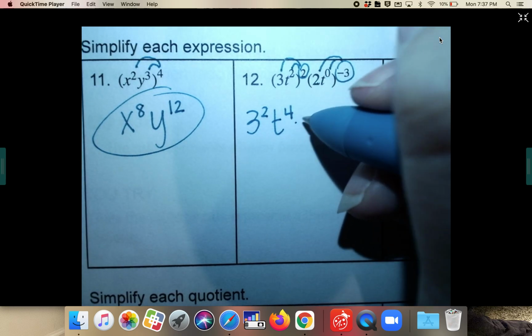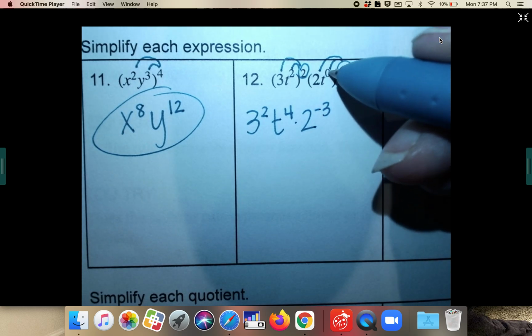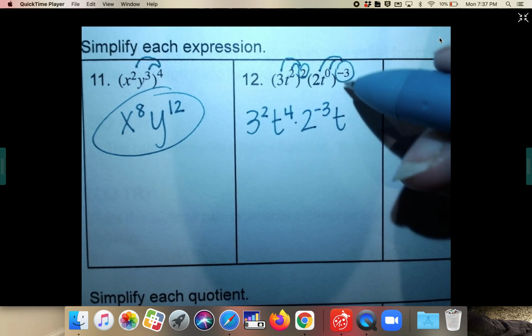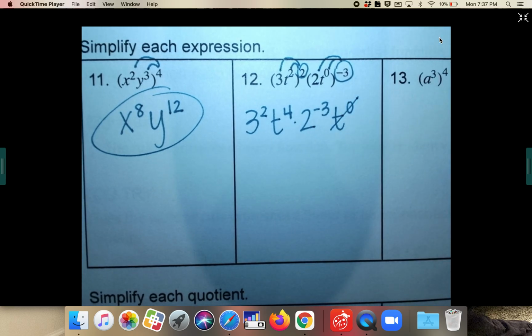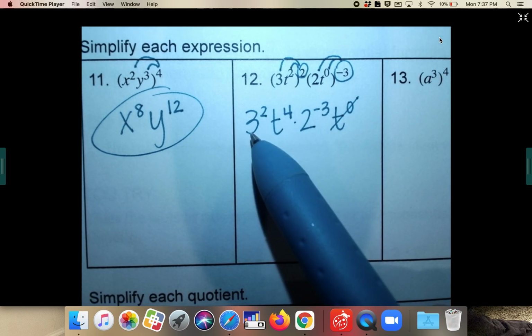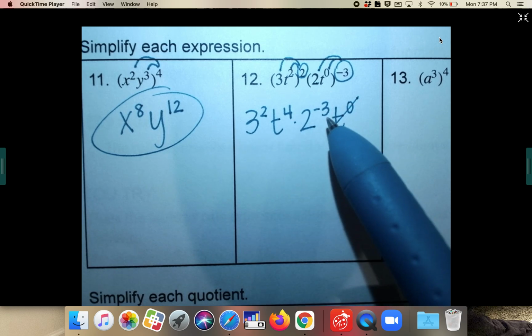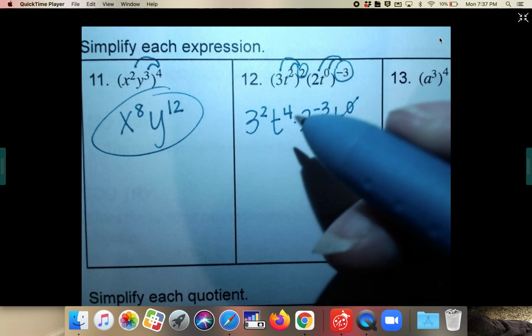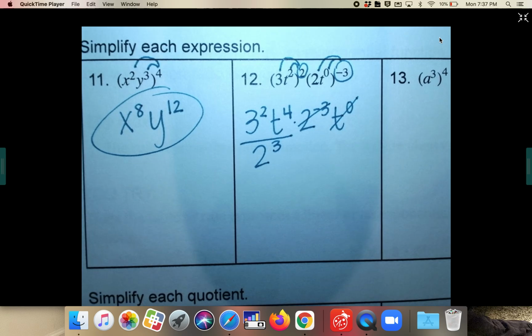2 gets to the negative 3, and then t also gets, okay, I'm just going to write it. 0 times negative 3 is just 0, but we're not going to care about that because anything to the 0 power is just 1. So let's look at what we have. This 3 to the second is fine. It can stay put. T to the fourth, fine. Leave it alone. But this 2 to the negative third is going to need to go to the bottom and become 2 to the positive third now.